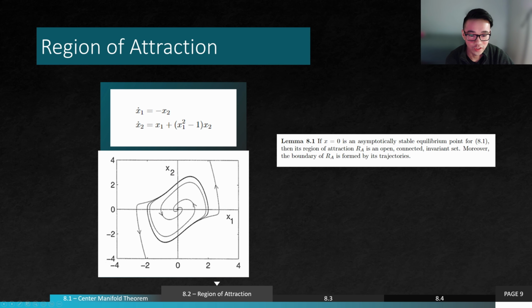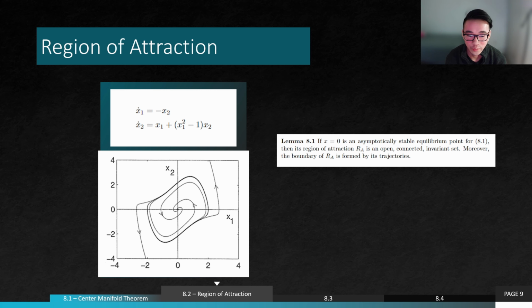To put it simply, we have a lemma: if x0 is an asymptotically stable equilibrium point for x dot equals f of t, x, then its region of attraction Ra is an open connected invariant set. Moreover, the boundary of Ra is formed by its trajectories, suggesting one way to determine region of attraction is to characterize trajectories that lie on the boundary of our region of attraction.